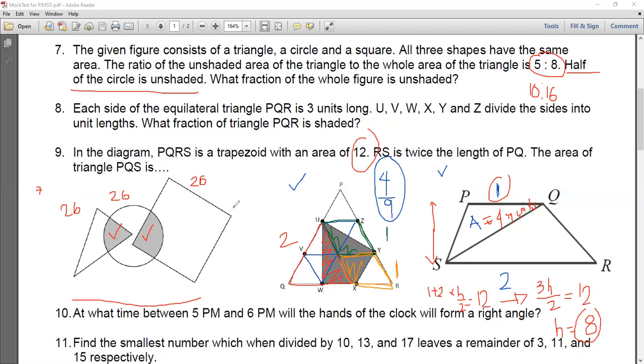Now, if the total area is 65, what is the numerator if we are identifying the unshaded? The shaded now is only 13, correct? Ay wait lang, unshaded pala. So if shaded, it's 13. If unshaded, that will be 52 over 65, or in lowest terms, that is equivalent to 4 over 5. So the answer for number 7 is actually 4 over 5.